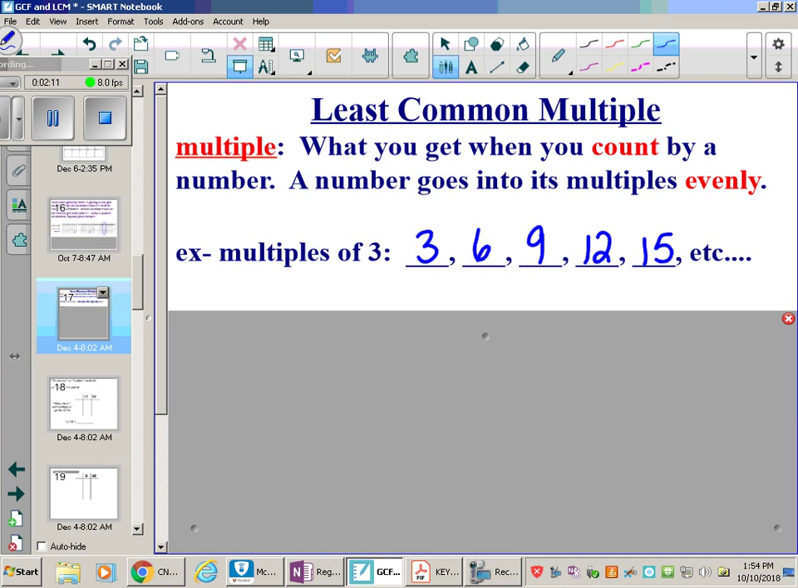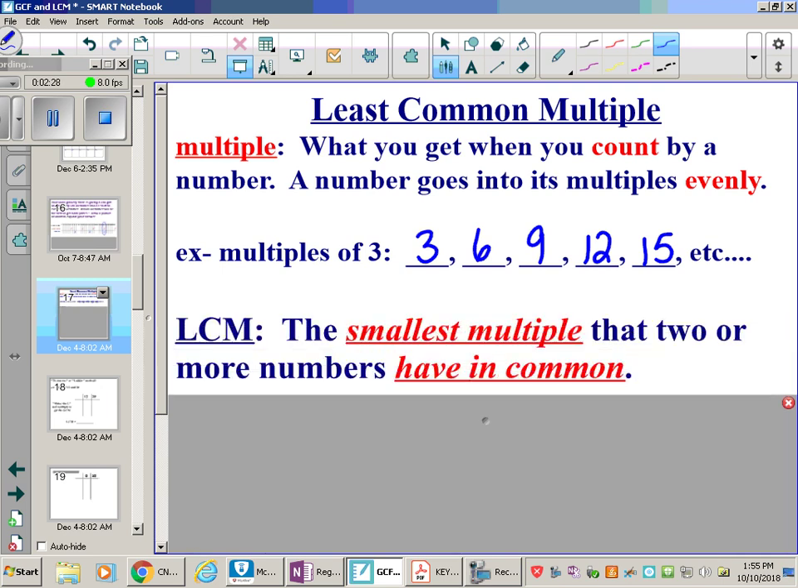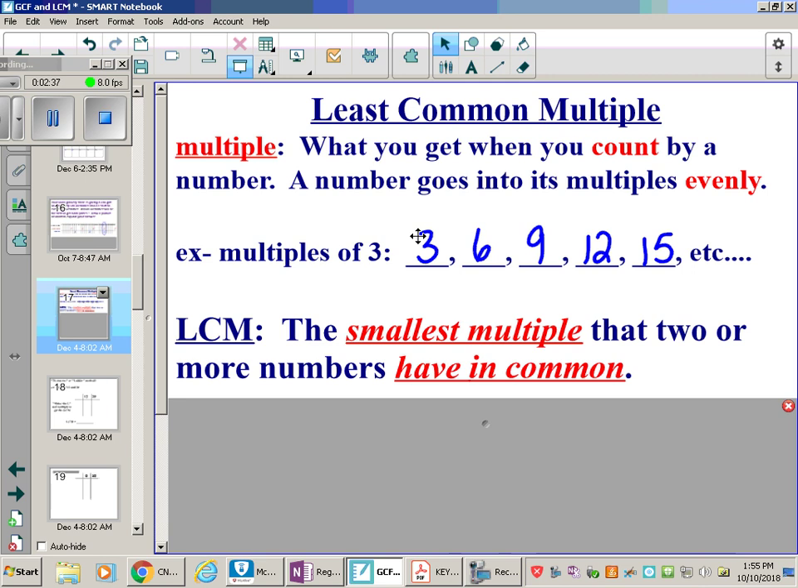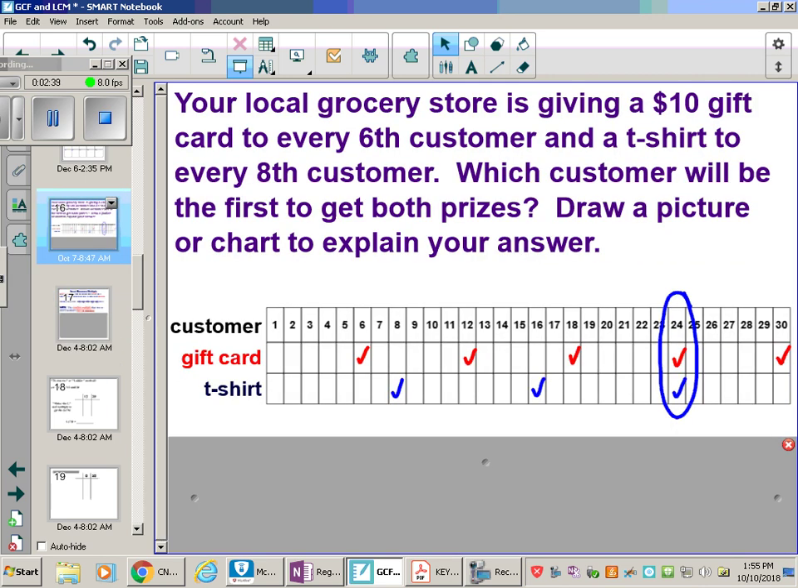One of the differences between factors and multiples is that we can tell how many factors a number has. For example, 3 has 2 factors. 1 and 3 are its only factors. But it has an infinite number of multiples because multiples keep going on and on forever, just counting up 3 every time. Now, what we were really looking at is LCM, or least common multiple. Least common multiple is the smallest multiple that 2 or more numbers have in common. That makes sense because that's what we were really looking at here for the 6 and the 8. We were counting by 6s and then counting by 8s and seeing where they had the same number.